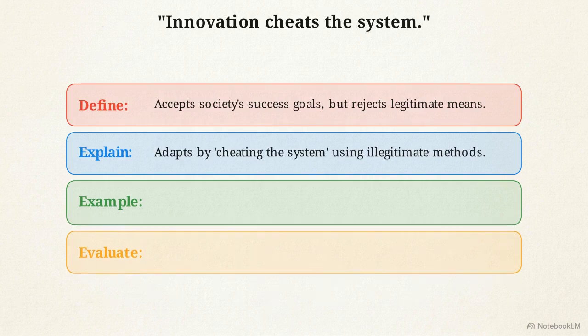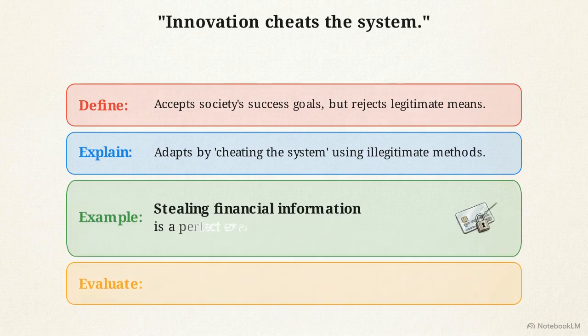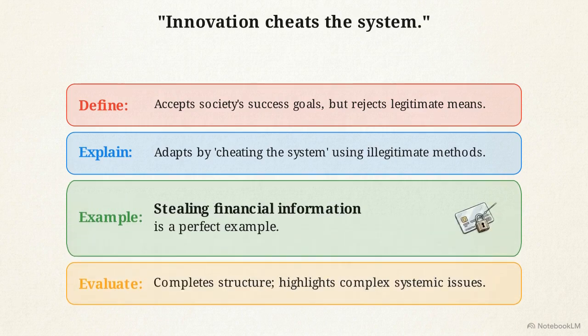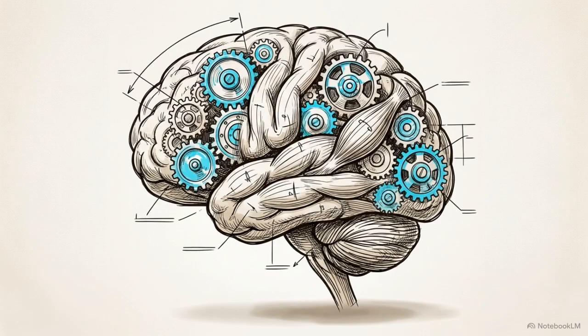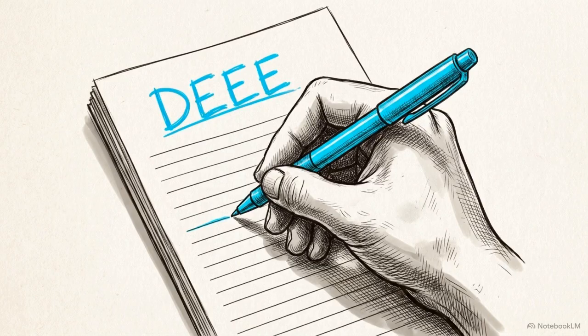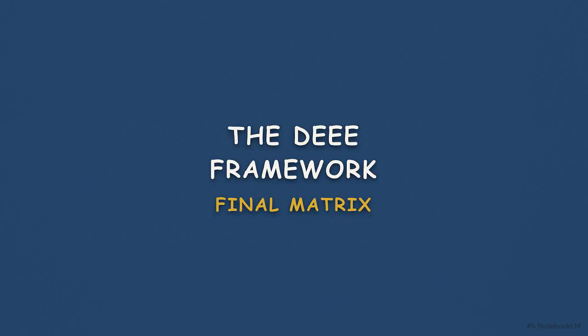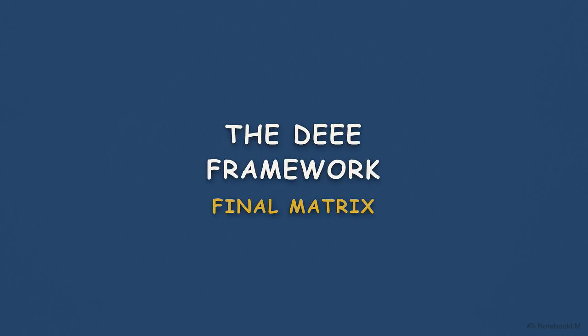An innovator accepts society's success goals, but rejects legitimate means. Stealing financial information is a perfect example. Running this specific drill builds the cognitive muscle memory you need to bypass panic and write clearly during the real exam. Ultimately, Test 1 asks you to explain how society responds to, measures, and explains crime.